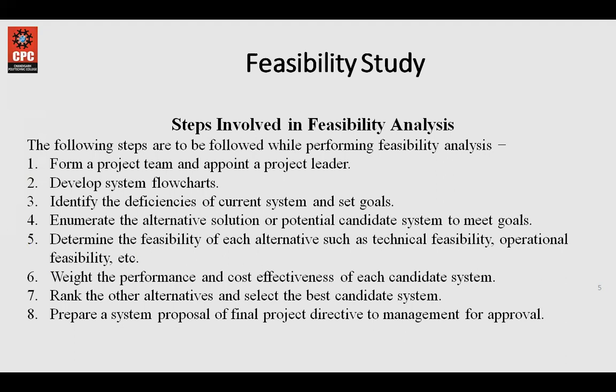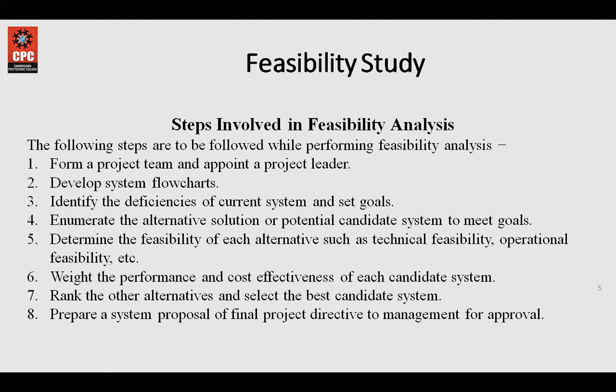Third, identify the deficiency of the current system and set goals. This is a crucial step. Suppose there's a manual system for updating data and we are moving to an automated one. So we need to analyze what is the deficiency in the manual system which has caused the rise of a new system, which has caused the need of a new system.